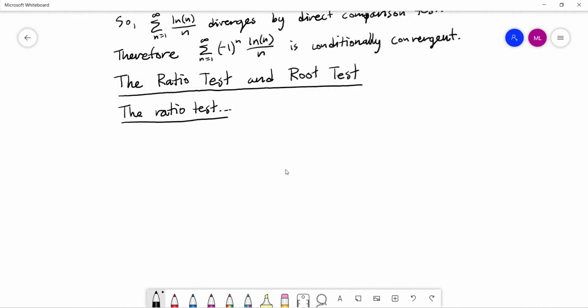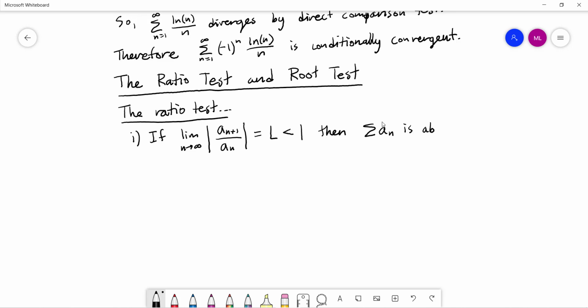The ratio test basically says the following. Number one, if the limit as n goes to infinity of the absolute value of a sub n plus 1 over a sub n, so I'm going to look at the ratio of one term and then the following term in our series in the long run, if this ratio winds up giving us a constant, and that constant is less than 1, then it turns out the sum of a sub n, that series, is going to be absolutely convergent.